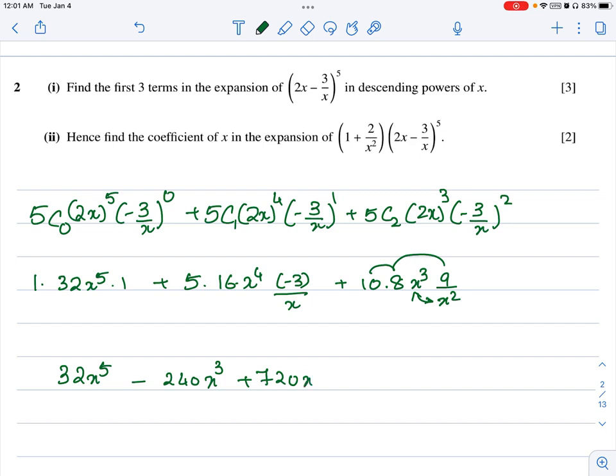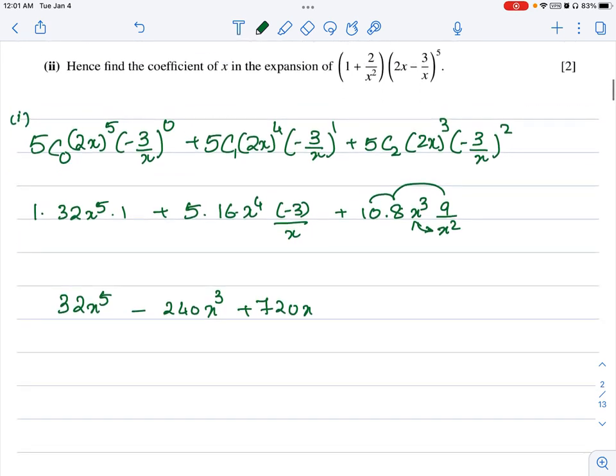Hence, find the coefficient of x in the expansion. So what was that expansion? The expansion is 1 plus 2 upon x square times 2x minus 3 upon x whole to the power of 5.